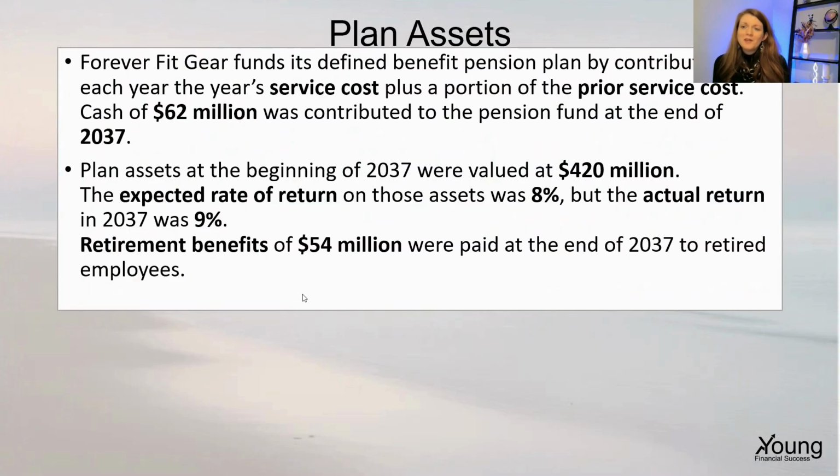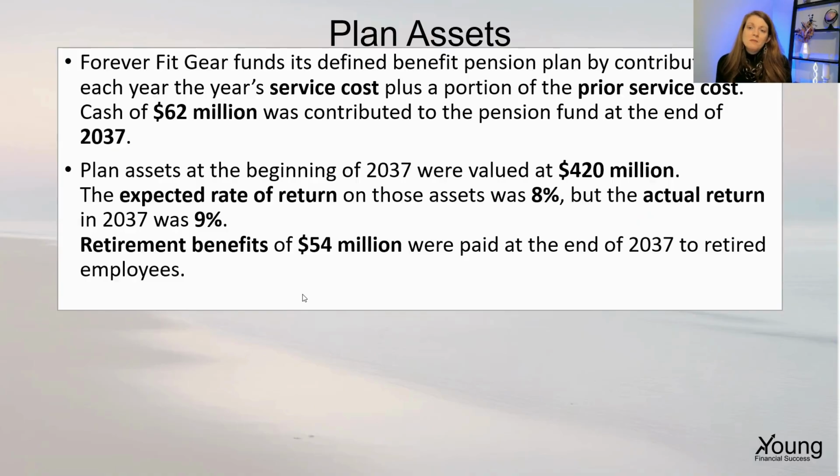We've got Forever Fit Gear funds its defined benefit pension plan by contributing each year's service costs. So every time a year passes, we've got more employees working for us, another year of service, plus a portion of the prior service cost. Cash of $62 million is put in the pension fund at the end of 2037. So they're contributing to it because they know that we need to keep putting money in there so that it will accumulate and be ready when our employees retire.